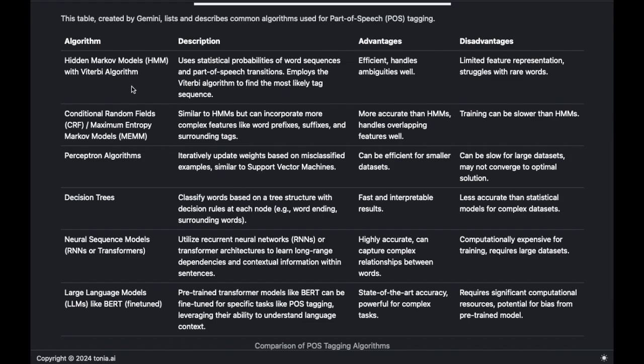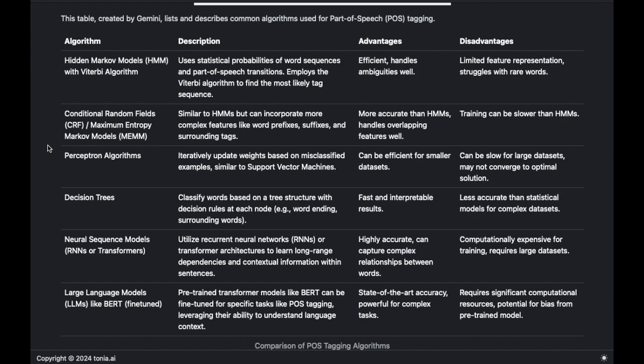The first algorithm is hidden Markov model, and this is commonly used with the Viterbi algorithm. This model uses statistical probabilities of word sequences and part-of-speech transitions. It employs the Viterbi algorithm to find the most likely tagged sequence. This is an efficient algorithm which handles ambiguities well, but it has limited feature representation and struggles with rare words.